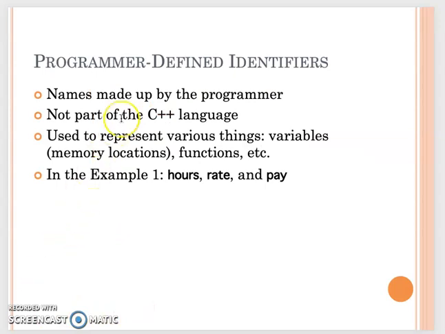Then we talk about program defined identifiers, right? So remember earlier we have double, hours, rate, and pay. Those names are made by the programmer. They are not part of the default C++ language. So you use them to represent various things. So that's the variable. A variable is about a memory location, we will talk about it in more detail.